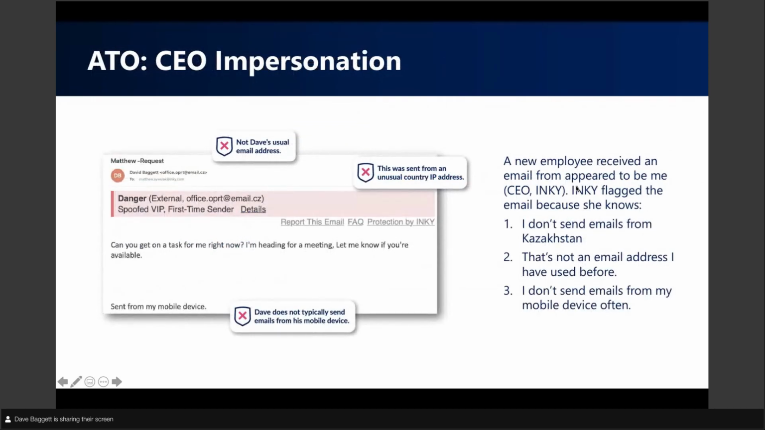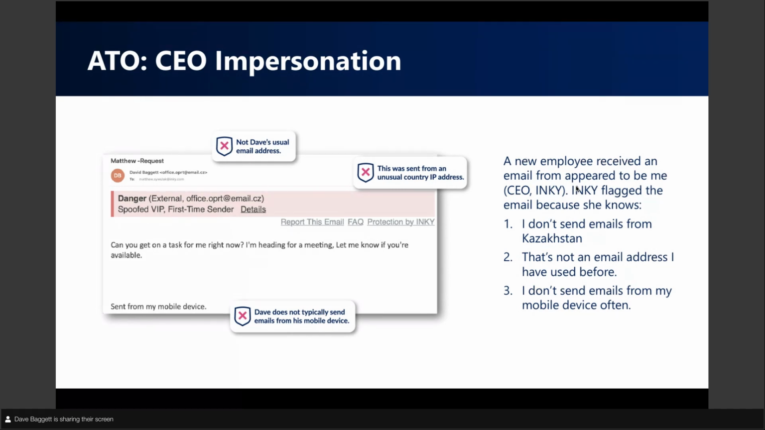Here's a more interesting one. This one is a classic CEO impersonation. Someone took over this person's account and sent a mail as me to one of my employees. And this kind of shows you a few things that we can extract from the mail that might tell us, hey, it's not really Dave. For example, that's not my real email address. But even beyond that, maybe I have that as an email address. I've just never used it before.